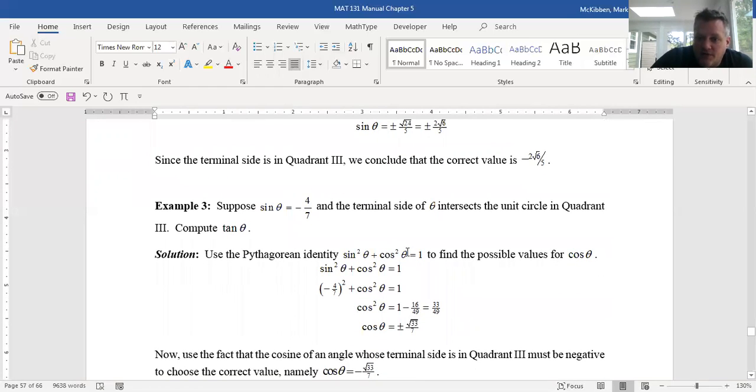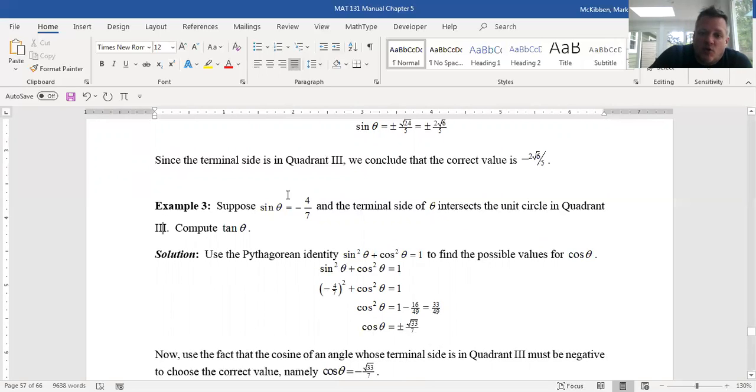Right, so I know this is true, and so I'm going to plug in minus 4/7 for sine of theta. If you square that, you get 16 over 49. Subtract that from both sides to get 33 over 49. And if you take the square root of both sides, then you get cosine of theta is either plus or minus root 33 over 7. But remember, the terminal side of theta is in the third quadrant by assumption. In the third quadrant, the cosine is negative, and so the cosine of theta is minus root 33 over 7.